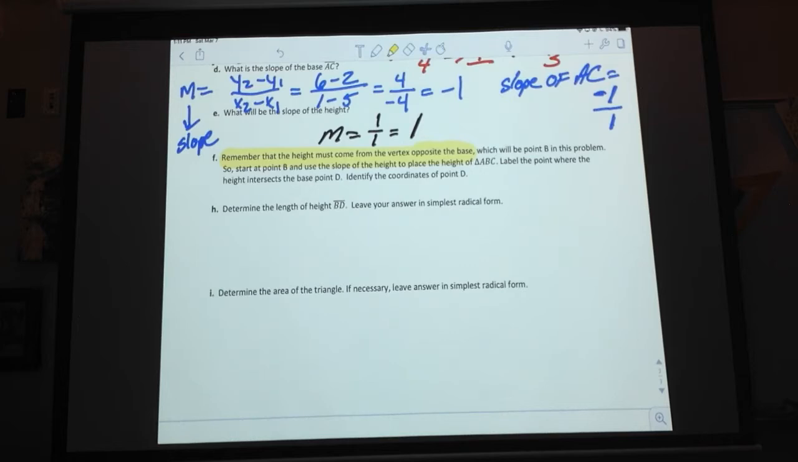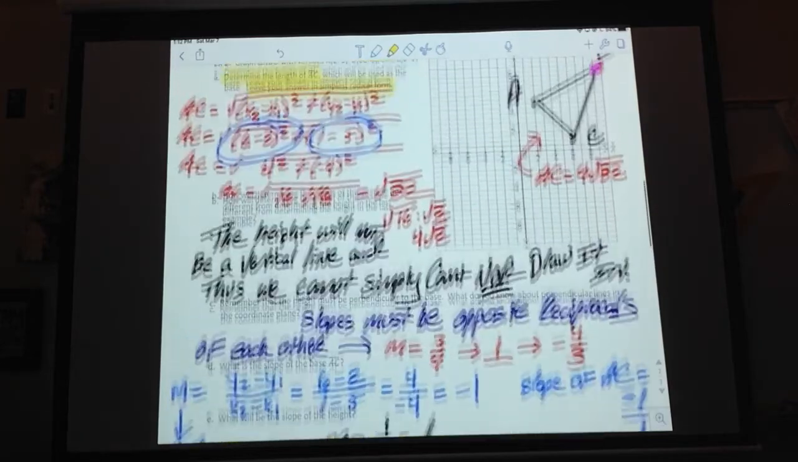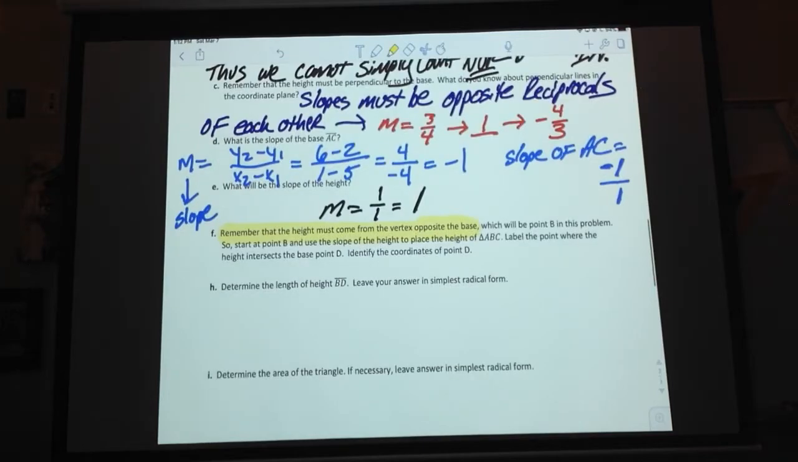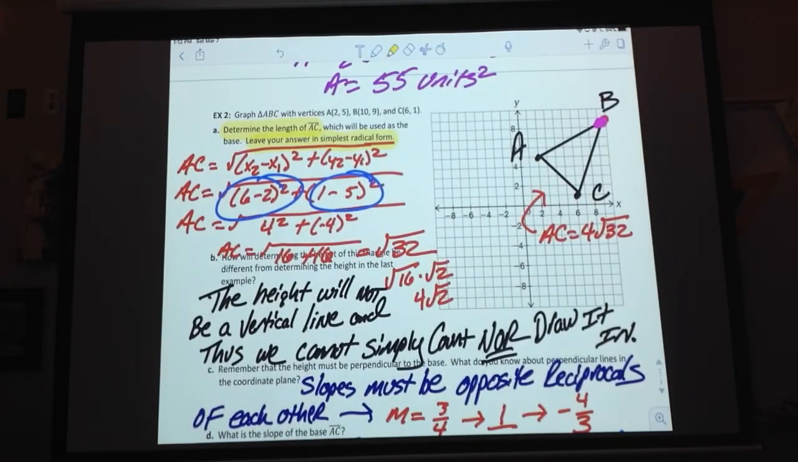Meaning that I'm going to use the slope of the line that I want to be the height to go from B down to AC. Now it says label the point where the height intersects the base point D. Identify the coordinates of point D. So here we go, and you're going to see me do it. Remember, it is a slope of 1, right? Well, I can't go up 1 and to the right 1, so I'm going to have to go down and to the left 1. You're going to see me draw it as I do. So down 1, left 1.